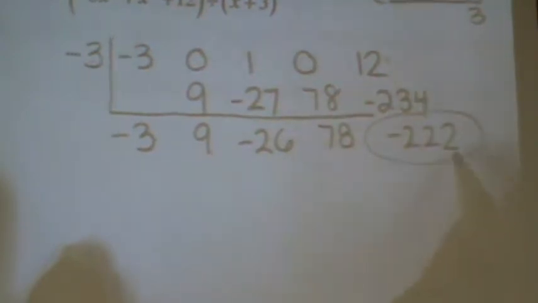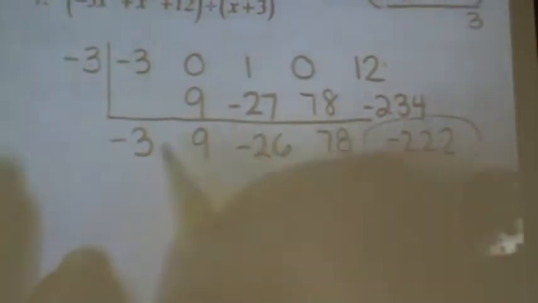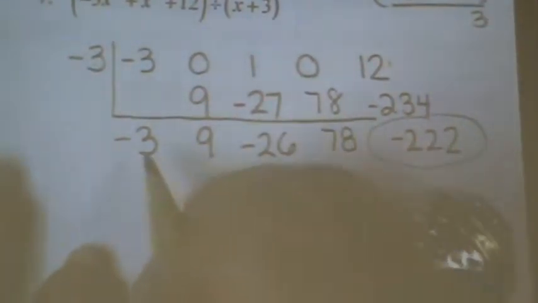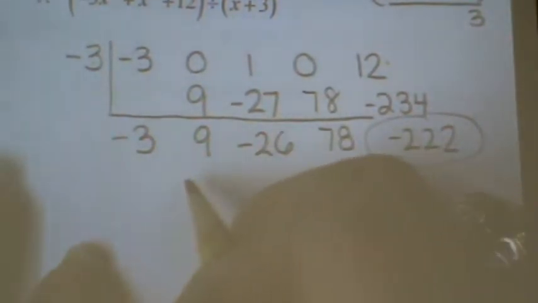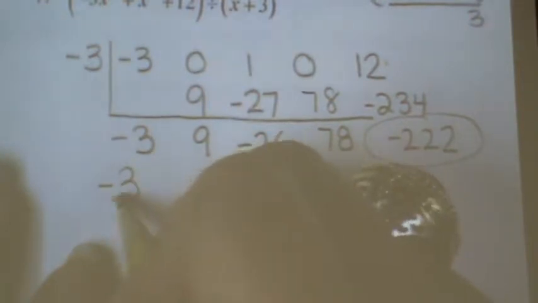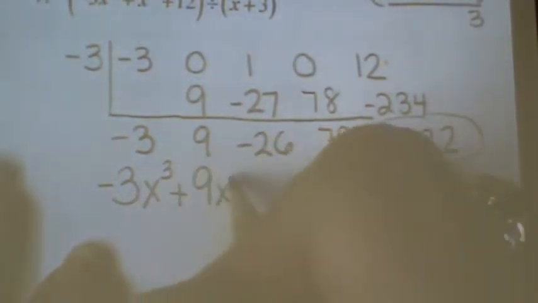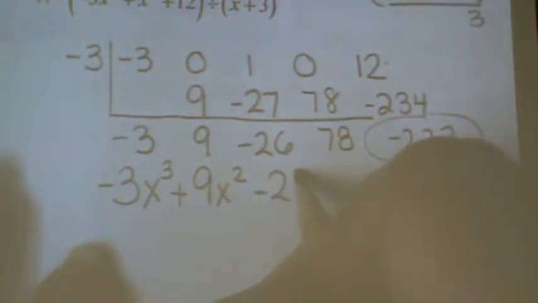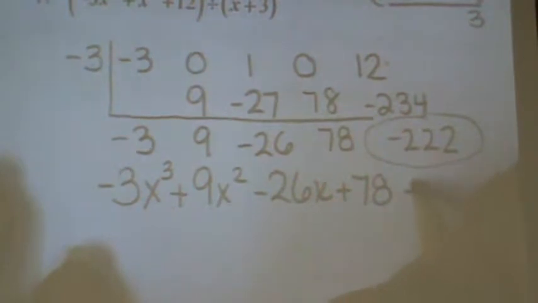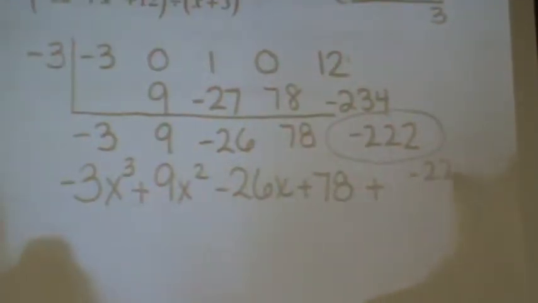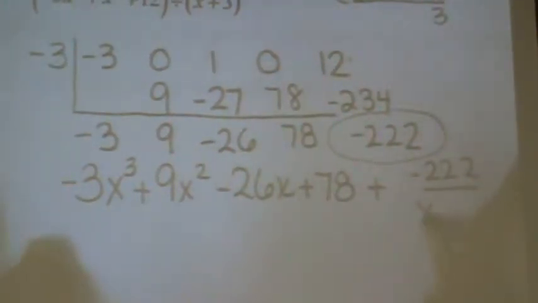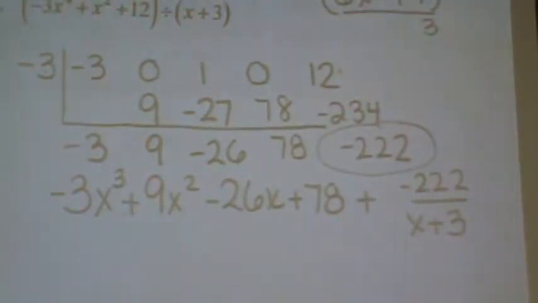So what's that called, the remainder? How do you write your answer with these? What are these numbers that you have below here? You take one less than the biggest exponent, so negative 3x to the third plus 9x squared minus 26x plus 78. Until you get to your remainder, minus 222, over x plus 3. Easy?